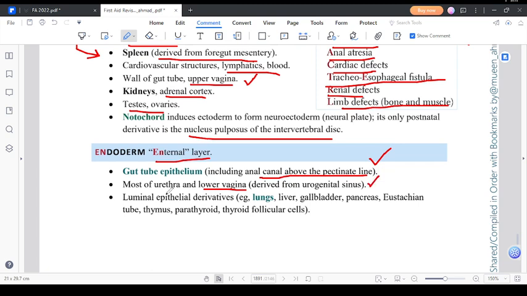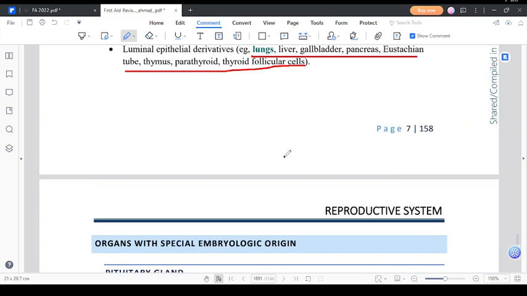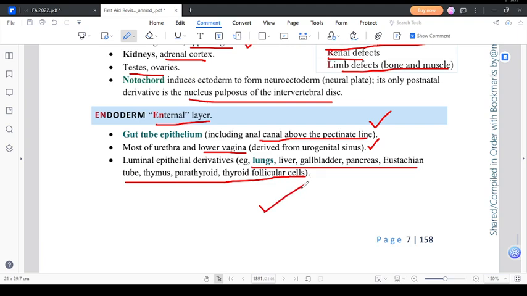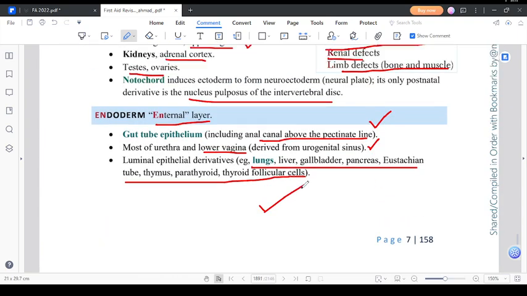Then the luminal epithelial derivatives, for example the lungs, liver, gallbladder, pancreas, eustachian tube, thymus, parathyroid, and thyroid follicle cells. All of these things are coming from the endoderm. Then we have the organs with a special embryologic origin, so we will talk about them later on.